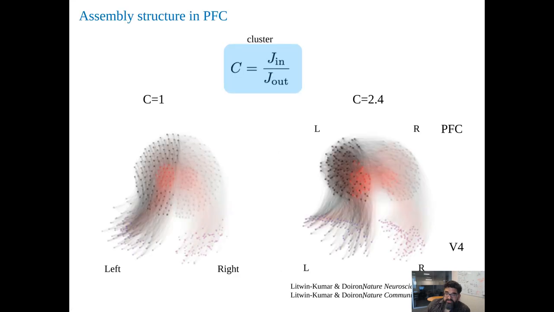We can break this strong anticorrelation by now taking our network and coupling neurons in an attractor framework here, where neurons that like the same visual input tend to wire with one another with stronger connections here. So this is this clustering coefficient. On the left, a clustering coefficient of 1 would mean that there's no structure whatsoever in PFC. A clustering coefficient of 2.4 means that neurons that like the same hemifield input tend to couple with one another with a strength of 2.4 that of the opposite coupling here.